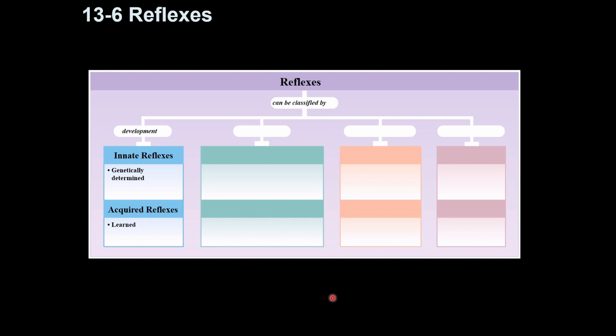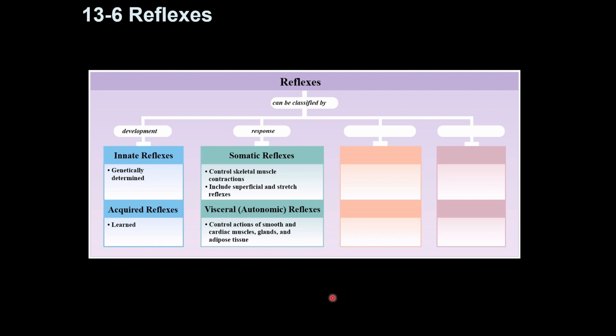And acquired reflexes are the ones that you learn later on. For example, you walk, you swim, you drive. You learn those activities, and later on they become a reflex.